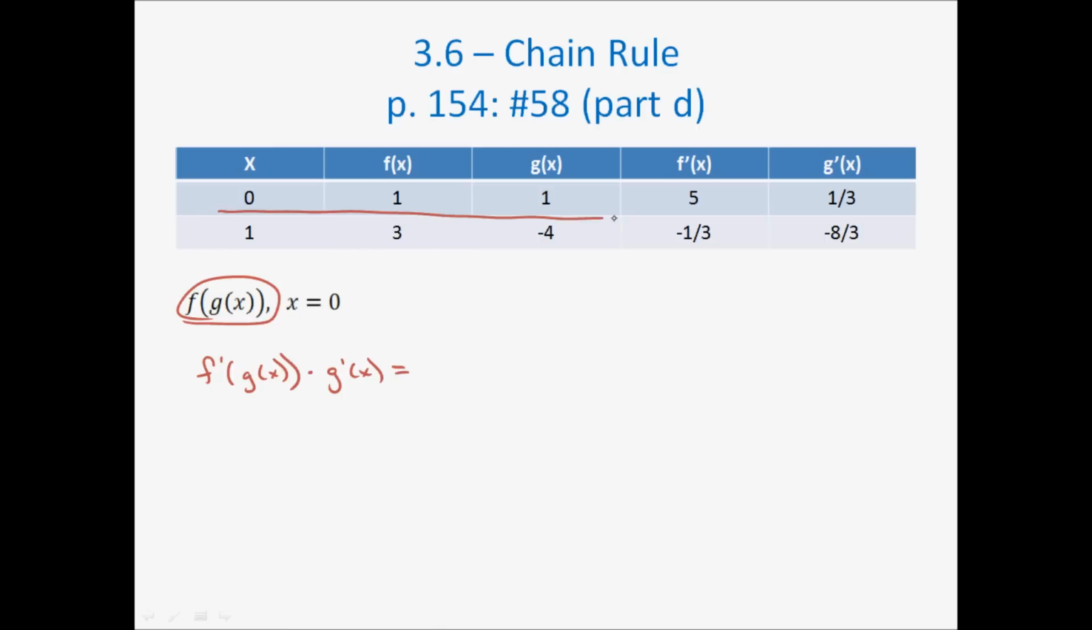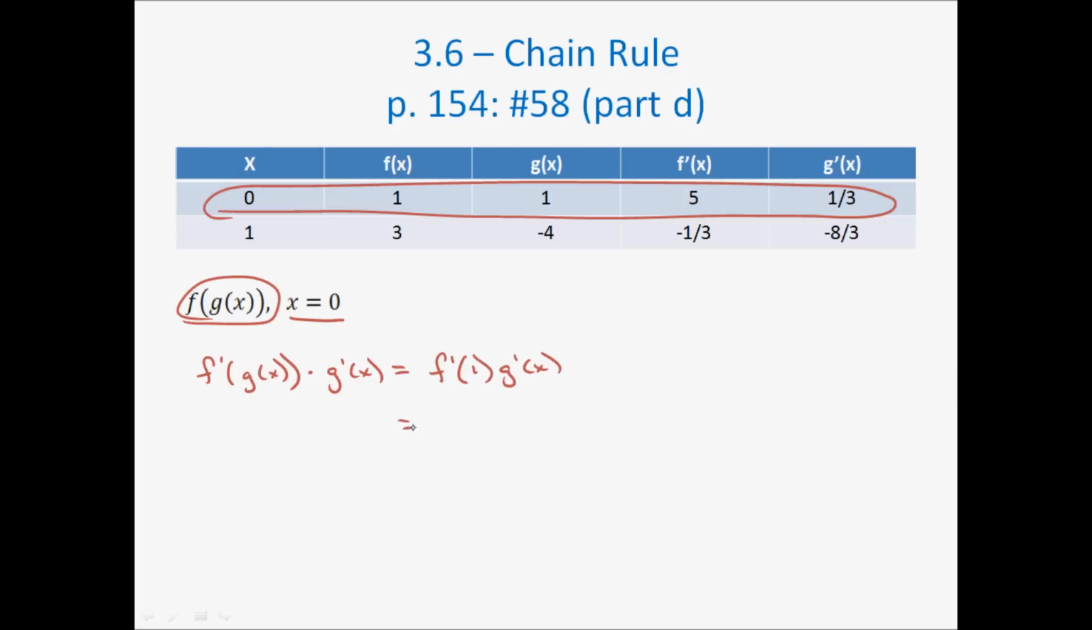Evaluating it can be a little bit tricky too. I circled the top row there because we're dealing with x equals 0. So we're going to use the top row. Remember, when we are evaluating or simplifying something, we want to start on the inside and work our way out. So the first thing we want to do is figure out what g of 0 is. g of 0 is 1. So I'm just going to replace g of x with 1.